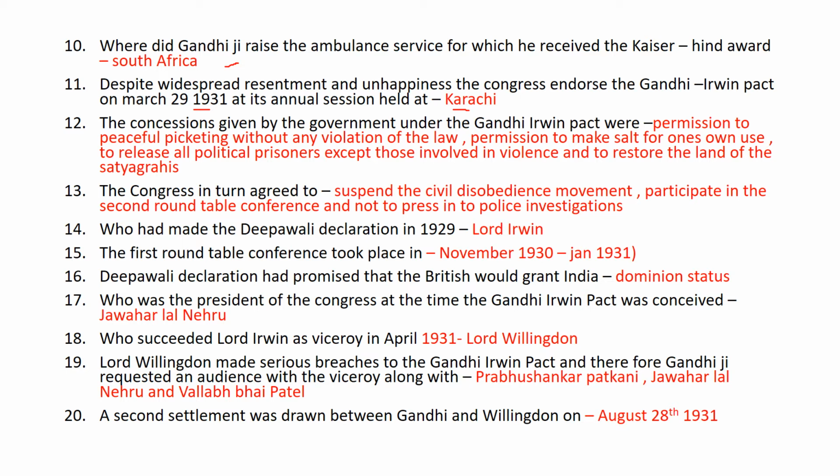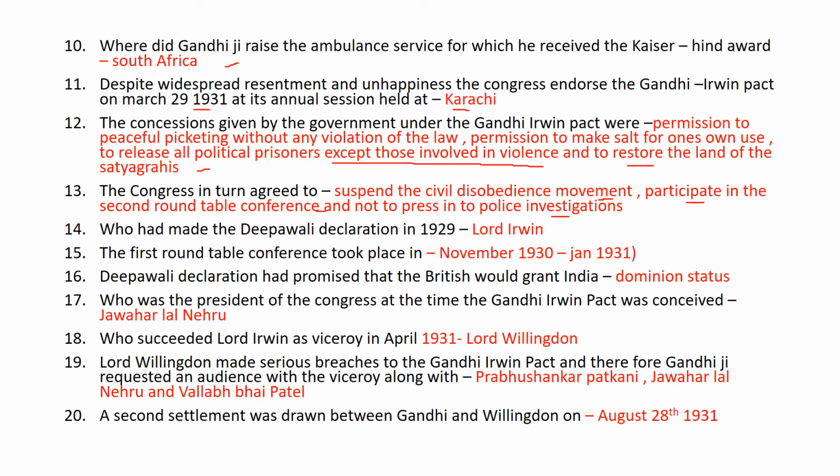The concessions given by the government under the Gandhi-Irwin Pact were: number 1, permission to peacefully picket without any violation of law; number 2, permission to make salt for one's own use; number 3, to release all political prisoners except those involved in violence; and number 4, restore the land of the Satyagrahis. The Congress in turn agreed to: number 1, suspend the civil disobedience movement; number 2, participate in the second round table conference; and number 3, not to press for police investigations.